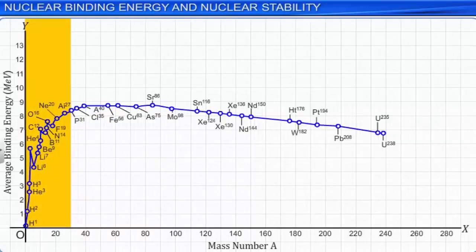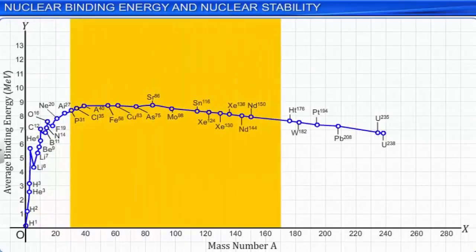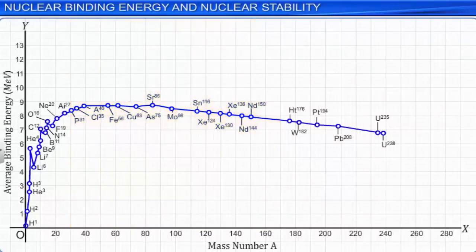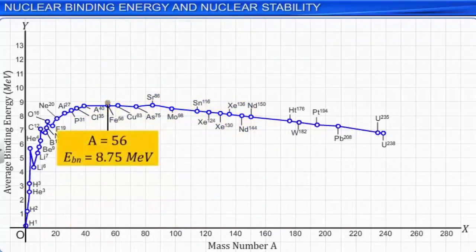The average binding energy is almost independent of the mass number A of nuclei in the range of mass numbers between 30 and 170, and is nearer to the maximum value of the average binding energy. This indicates high stability for the corresponding nuclei. The average binding energy is maximum for a nucleus of iron of mass number A equal to 56 and is equal to 8.75 MeV.